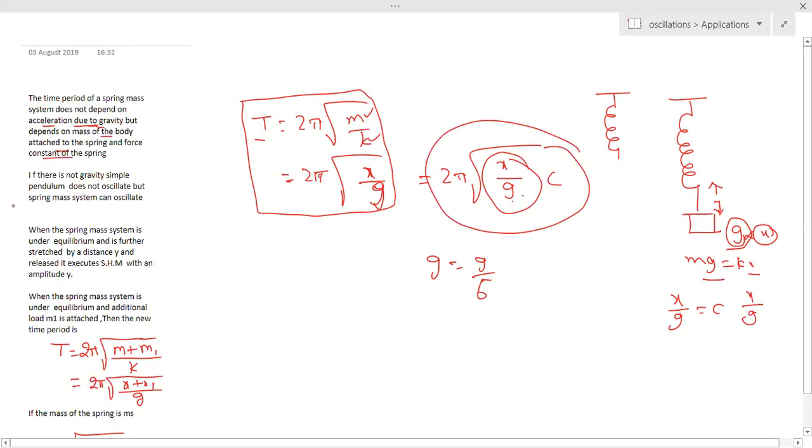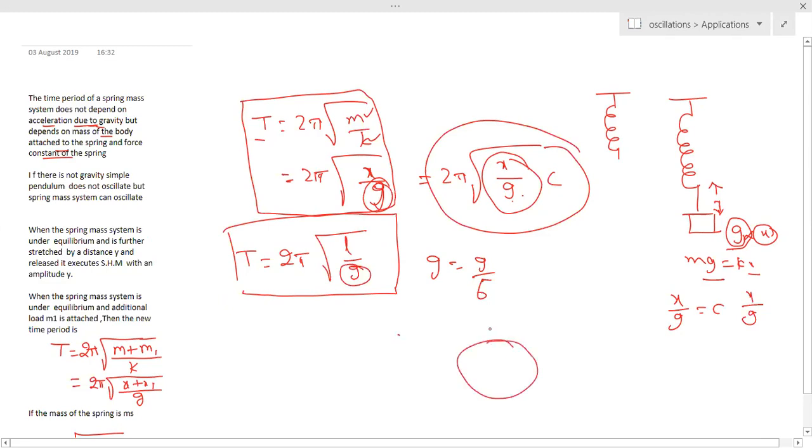Now the next point is, if you observe the time period of a simple pendulum, that is T is equal to 2 pi root L by g. The time period of the simple pendulum depends upon g, whereas the time period of the spring does not depend upon g. Now let us assume we took this simple pendulum as well as the spring mass system to the moon, and I oscillated these two.